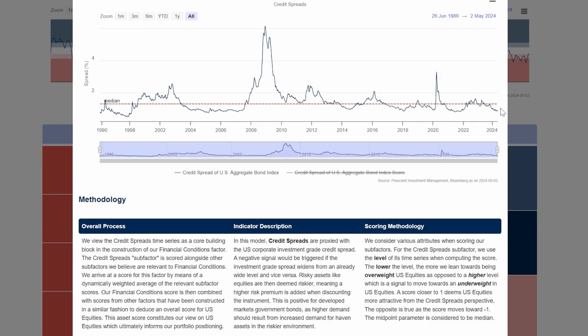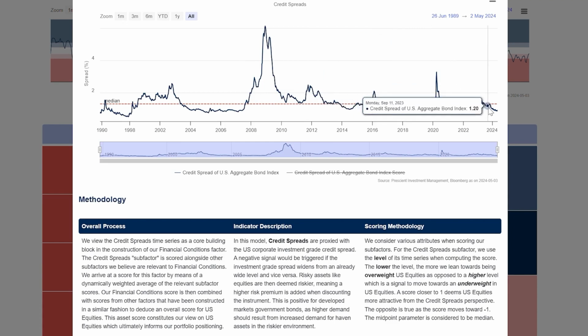Now, we proxy this with US corporate investment grade credit spreads, and essentially what that just gives you is the difference between an investment grade bond yield and a risk-free bond yield. When that spikes from an already high level, it just indicates that there's more risk in the market, and therefore investors would not want to be going into risky assets. They'd rather retreat towards more safe haven assets like US treasuries. So in 2020, we saw it spike. 2008, we saw the same thing here.